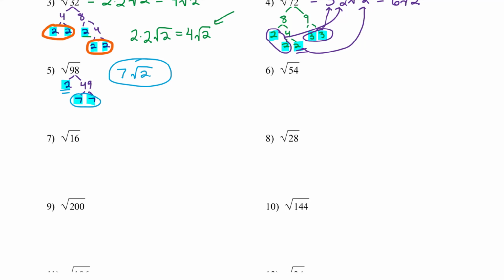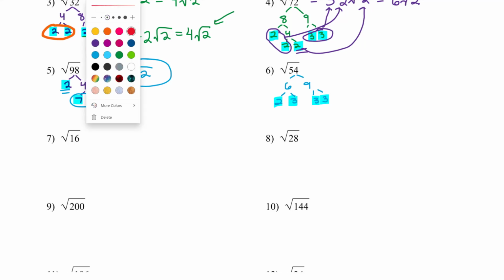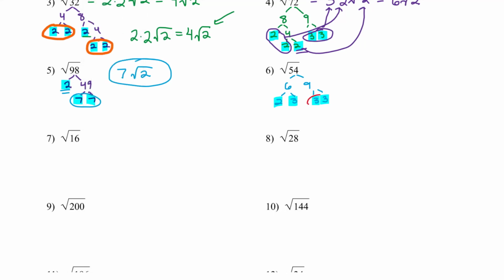So I'm going to keep going, but definitely pause and work ahead and see if you are getting the hang of this. So let's see. 54, I think of 6 and 9, which is 2 and 3 and 3 and 3. So we've got 2, 3, 3, 3. Our pair that we have here is the 3's. We have a pair of 3's.